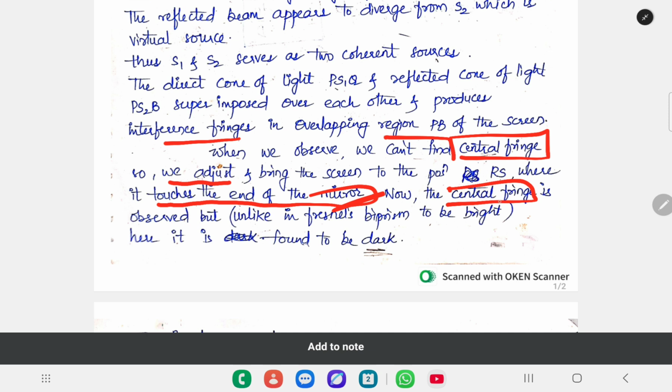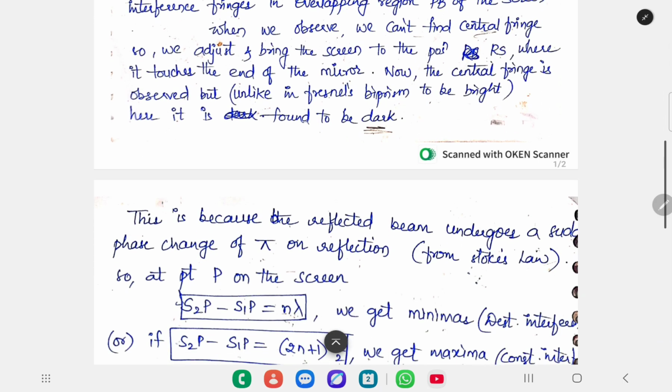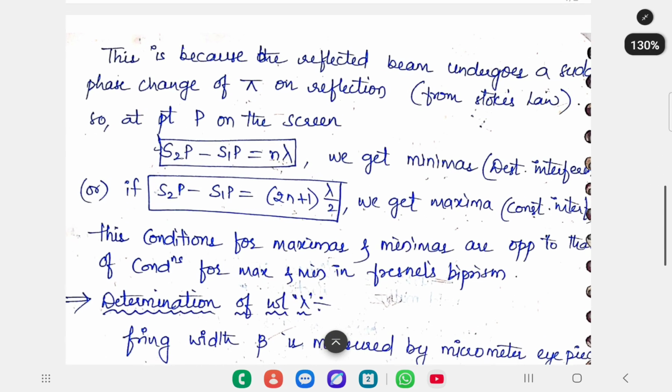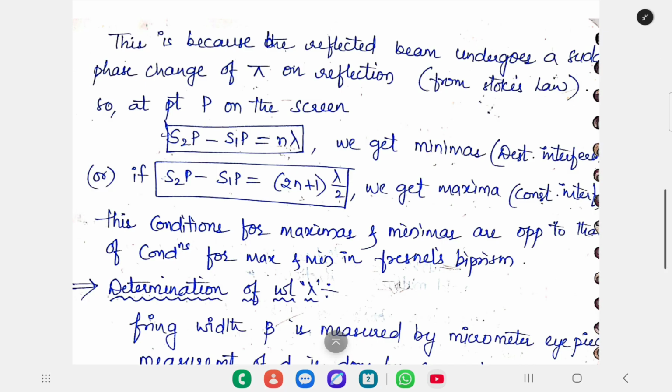Unlike Fresnel's biprism, now it is not a bright fringe at the center, it will be a dark fringe. So why are we getting the dark fringe? As we have seen in Stokes' law, on reflection there is a phase change of 180 degrees. So this is because the reflected beam undergoes a sudden phase change of pi, or 180 degrees, on reflection. Due to this phase change the bright fringe has changed to a dark one.